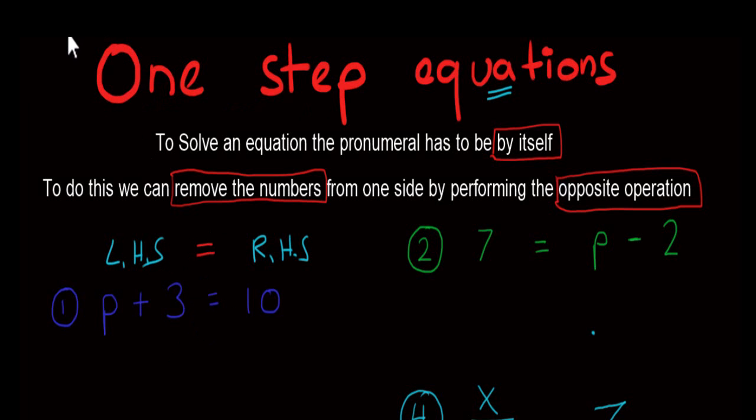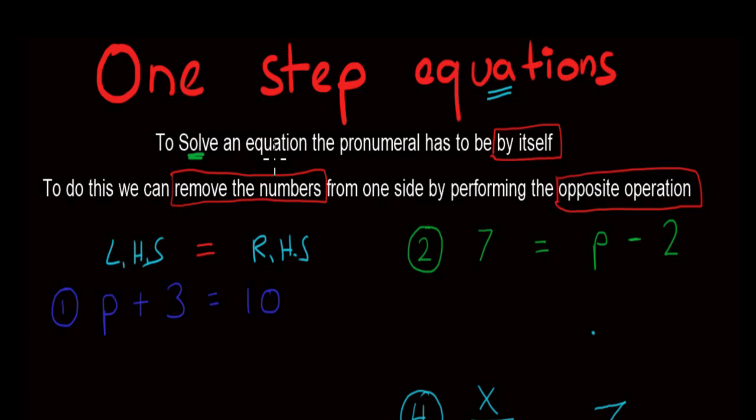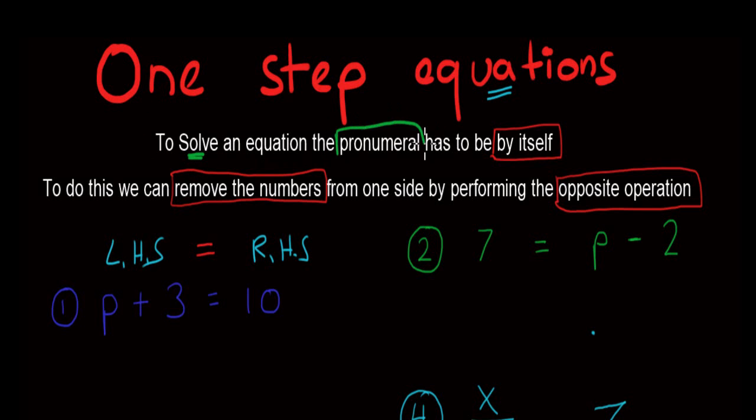So what I'm going to show you in this video is how to solve an equation, and we'll go through these four examples here, the one-step equations, so we only have to do one step to solve them. Now it's important to realize that when we talk about solving an equation, what we actually mean is we want to have the pronumeral, which is the letter, by itself. Remember, a pronumeral is just the letter. So for example, we have p plus 3 equals 10. We want to have p by itself on the left-hand side. At the moment, it's not by itself. We've got p plus 3. So we have to somehow get rid of that 3.